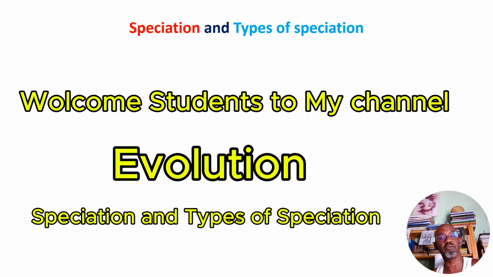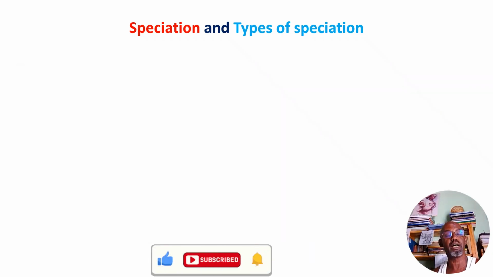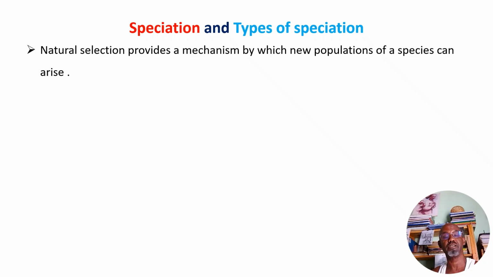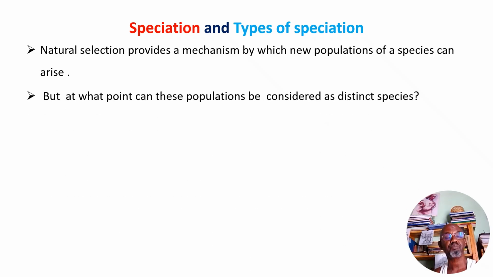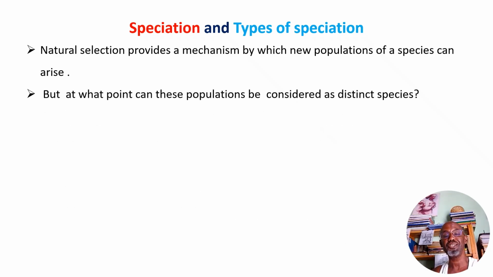Today we shall talk about one very important concept in evolution, that is speciation, and also types of speciation. This is part of neo-Darwinian evolution, of course. Natural selection provides a mechanism by which new populations of a species can arise. What does it mean? Speciation: new species from a pre-existing one can be formed. But at what point can these populations be considered as distinct species?